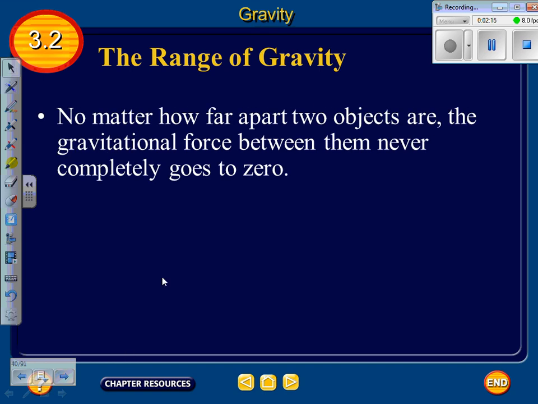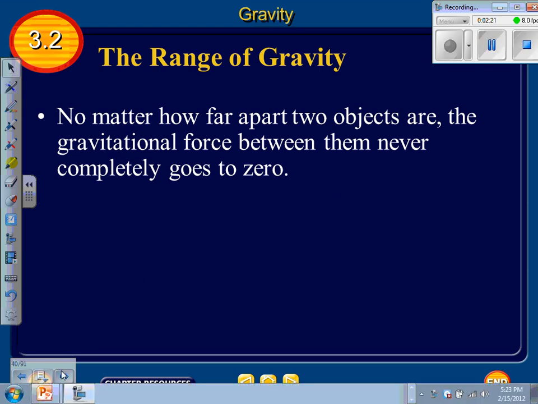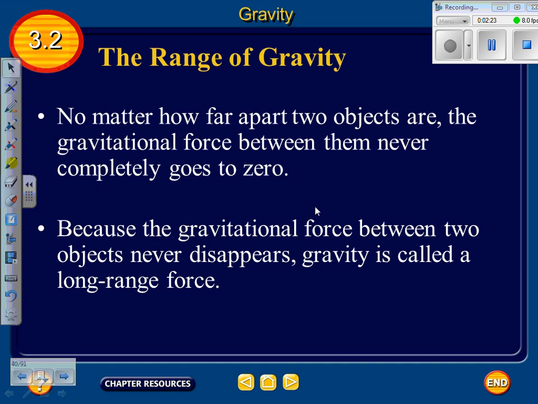No matter how far apart two objects are, the gravitational force between them never completely goes to zero. Because the gravitational force between two objects never disappears, gravity is called a long-range force.